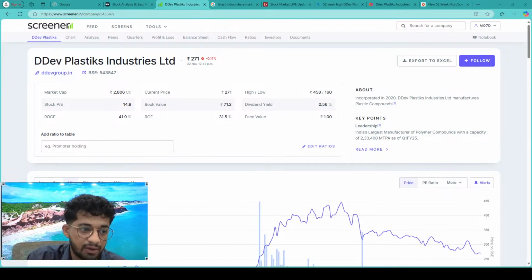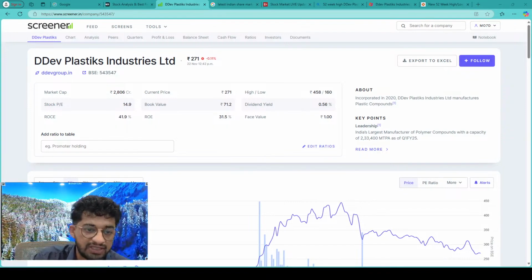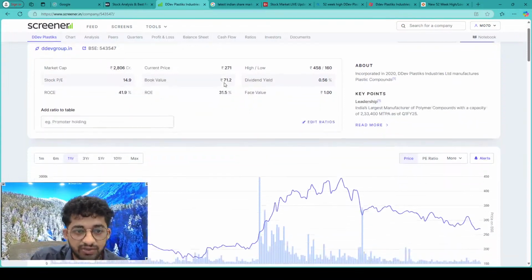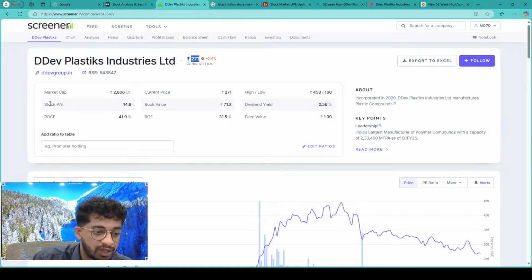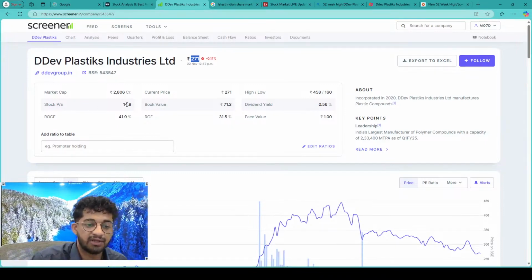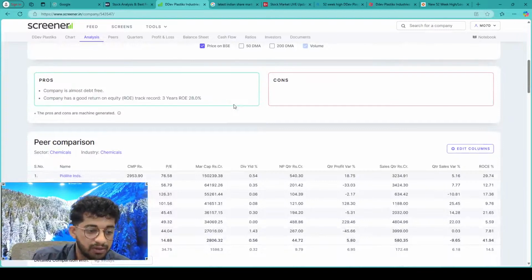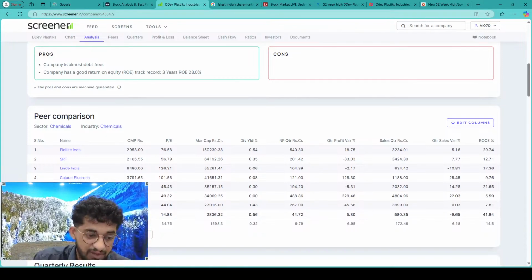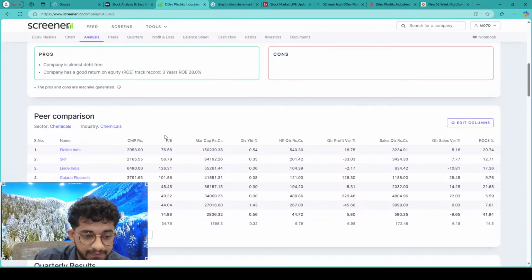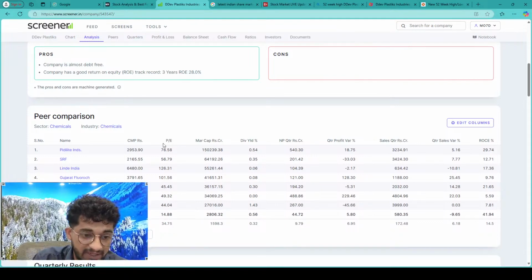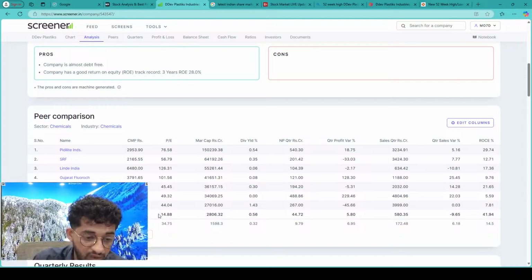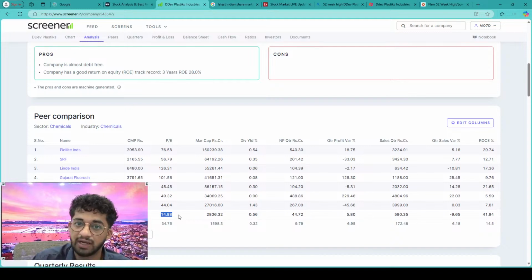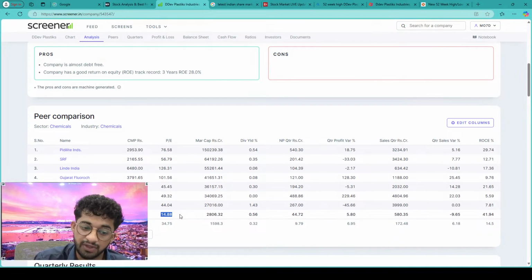Here you can see it on my screen. DTEV Plastic is now trading at 271, which is very cheap compared to the P/E ratio that they have. Their peers are Deepak Nitrate, Godrej Industries, Tata Chemicals, and comparatively to their peers, they have a price to earnings ratio of 14.88. So this implies that the stock is very much undervalued and could shoot up in the near future.